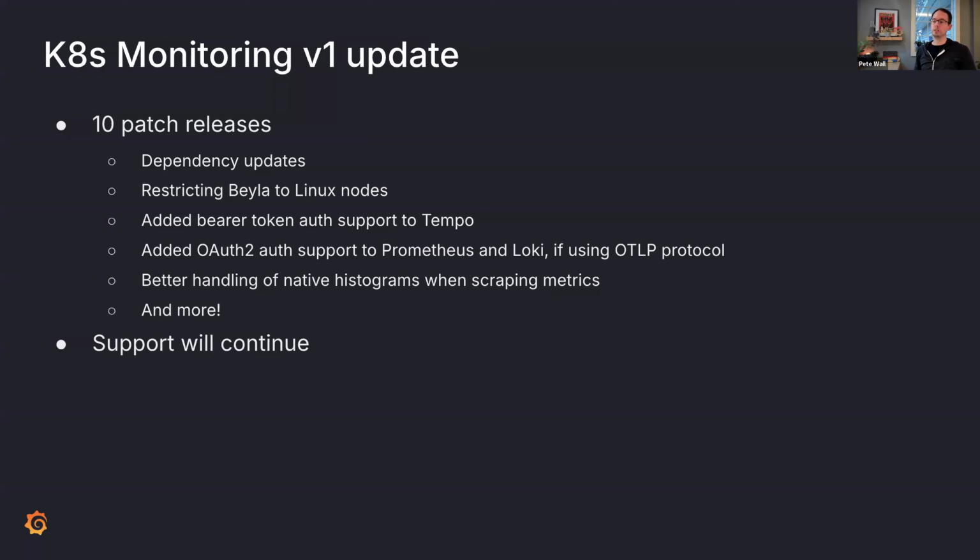Other notable things that we did: restricting Beyla to only deploy to Linux nodes, adding bearer token auth support to Tempo, and then adding OAuth 2 support for Prometheus and Loki if you're using the OTLP protocol. Previously, you could use OAuth 2 auth if you're sending via remote write or the Loki protocol. Now it's covered in both cases. And like I mentioned, the better handling for native histograms.